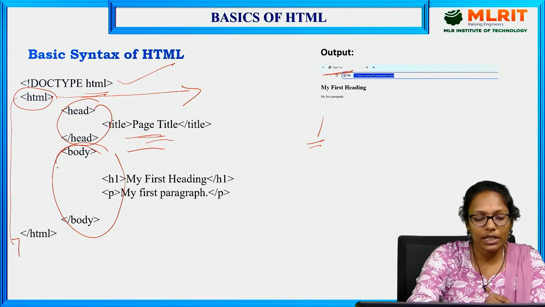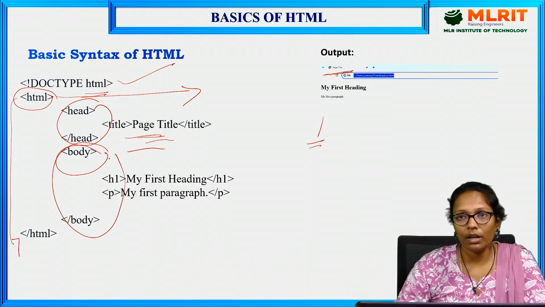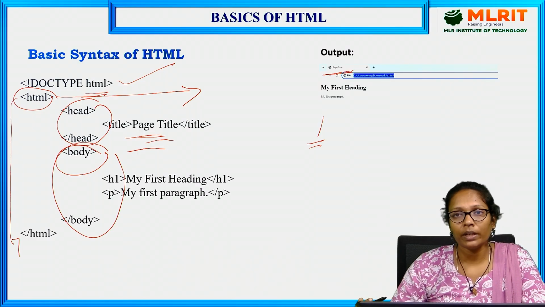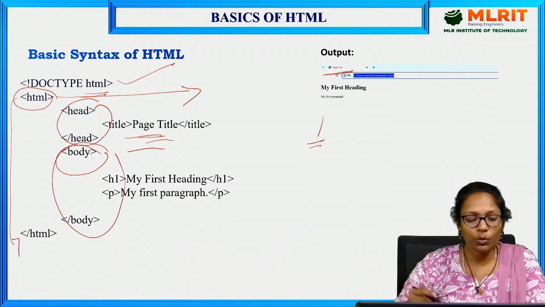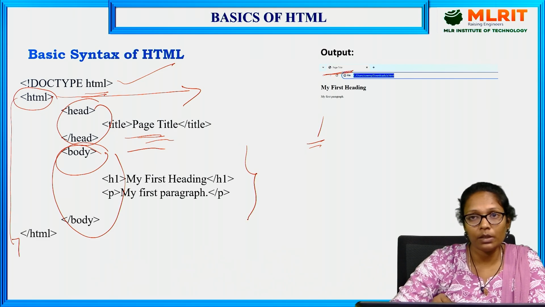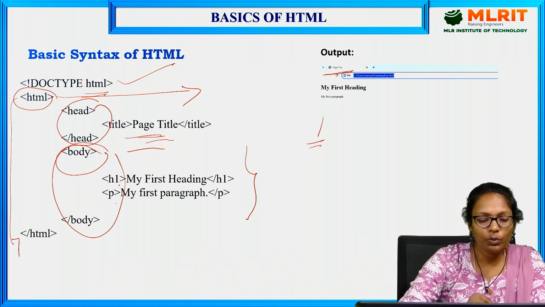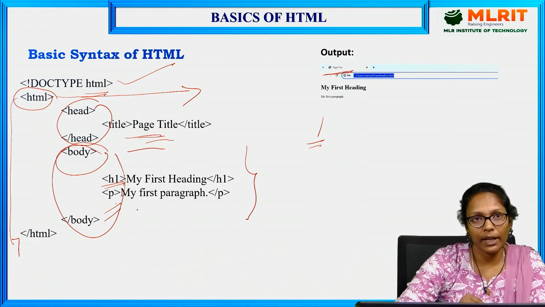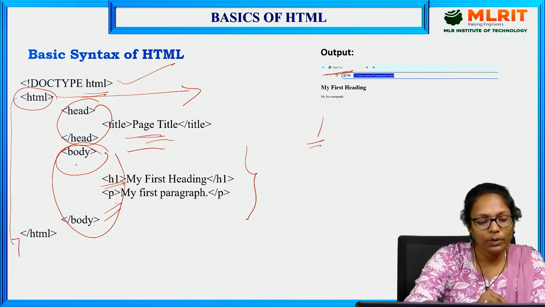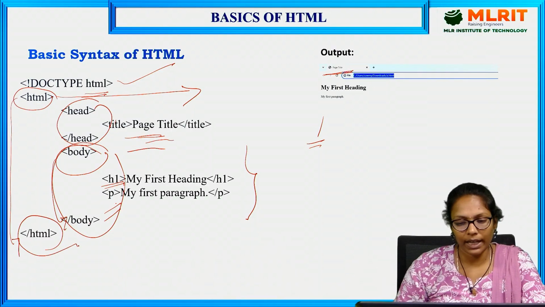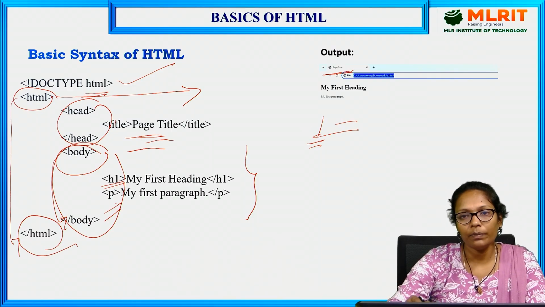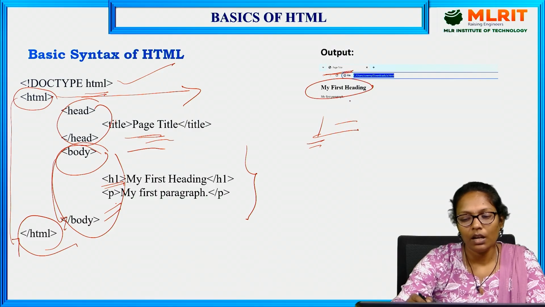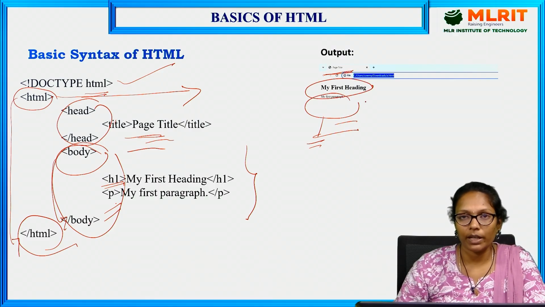And the second part is the body part. What exactly will the program contain here? Whatever different elements you want to add to your program, you can mention in the body section. Here I'm writing two elements. One is H1, that is heading, and the other one is P, that is paragraph. After adding these two elements, I close the body tag. After closing the complete program, finally you need to close the html tag. This is the output I will get here. The first one is the heading, my first heading, followed by the paragraph message, my first paragraph.